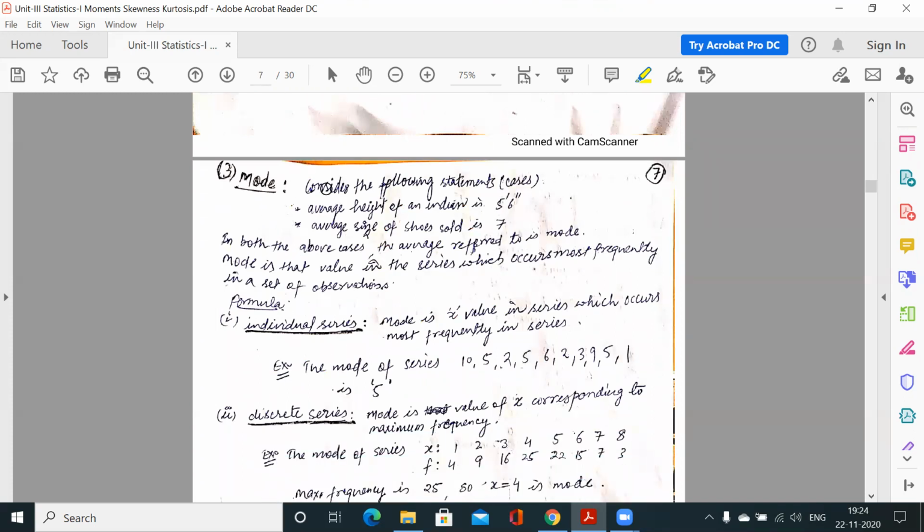So mode, the most frequent value in the data points, means the value which occurs more than the other values. So consider the following statements. The average height of an Indian is 5'6". The average size of shoe sold is 7. In both of the above cases, the average referred to is mode.